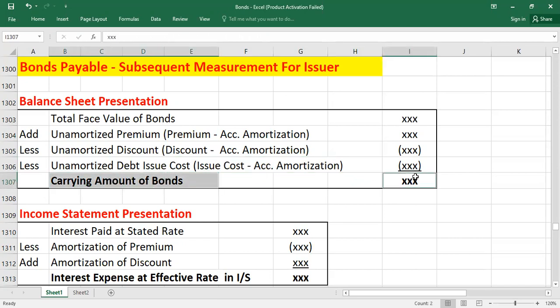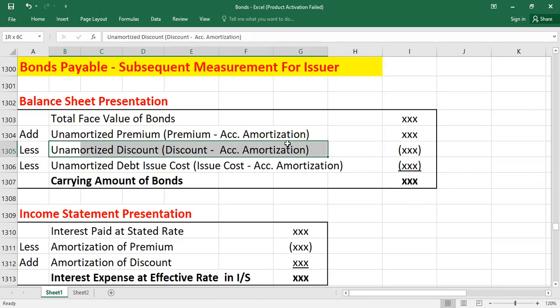In the last video, we have already talked about how to amortize the premium. So in this video, we are going to talk about how to amortize the discount. And in the next video, I will talk about how to amortize the debt issue cost.